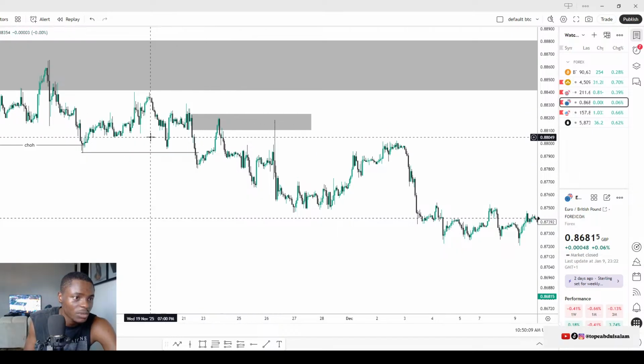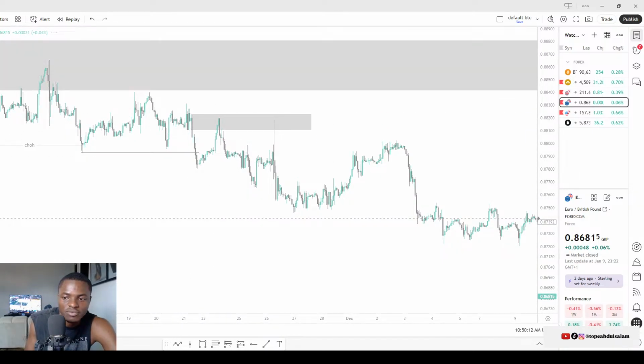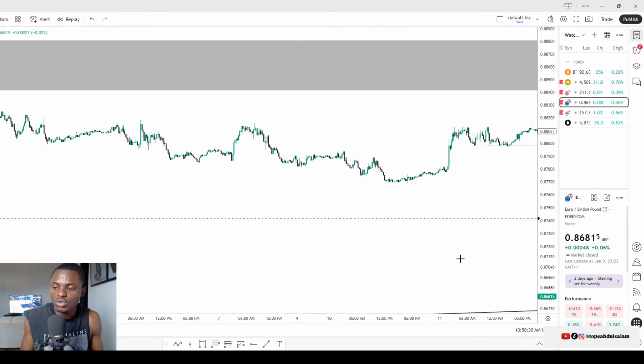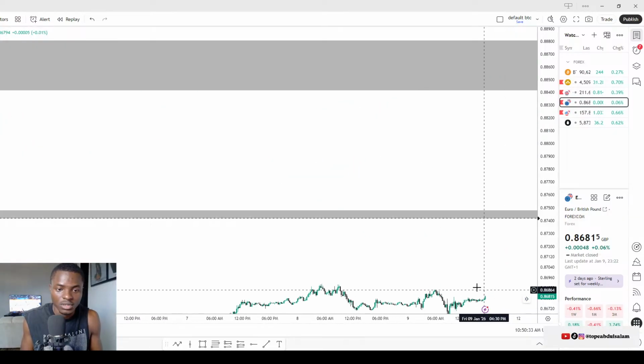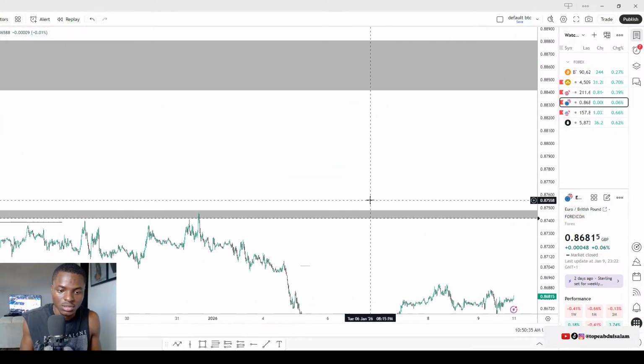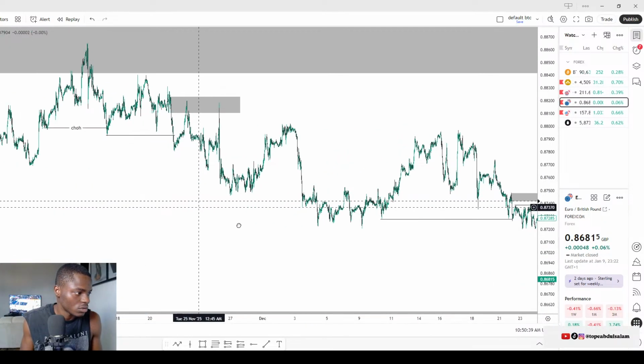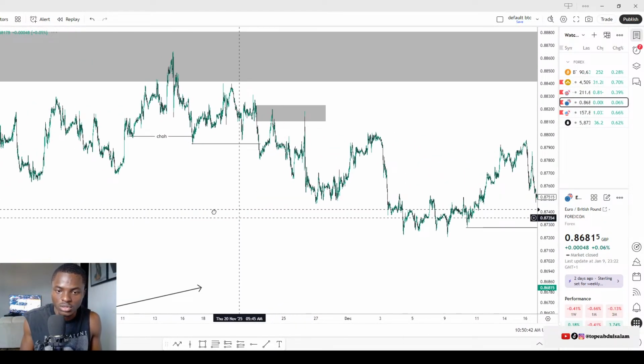And on the 1 hour time frame, we drop down to the 15-minute time frame. You see the setup very well. So on the 15-minute time frame, this is what you see.